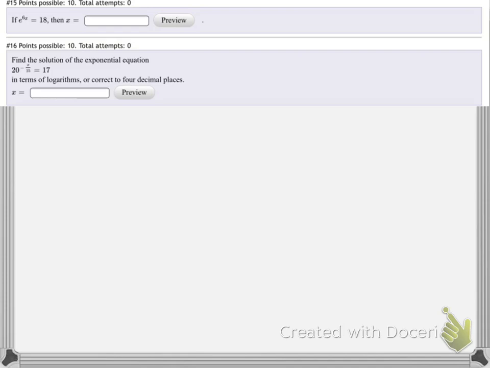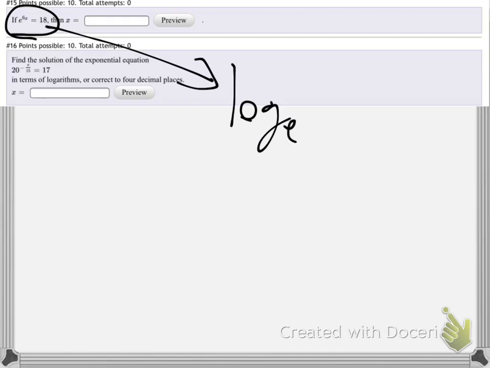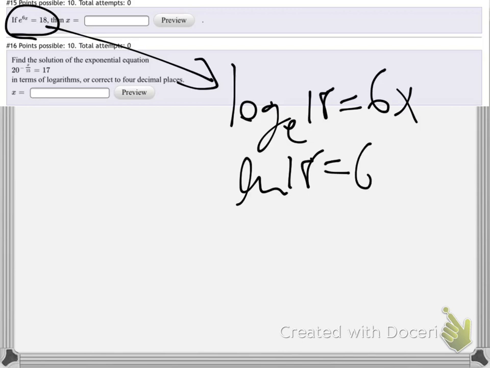Let's see here. These ones are a real similar story, so without much explanation, I would say e to the 6x equals 18. That would be like log base e of 18 equals 6x. And then just remember log base e is a natural log, so we could say natural log of 18 equals 6x. And then get that 6 out of there, divide by 6, and then use your calculator as needed.